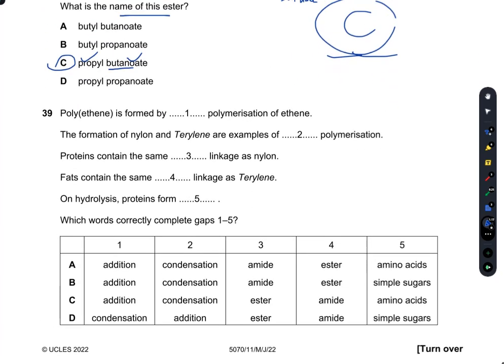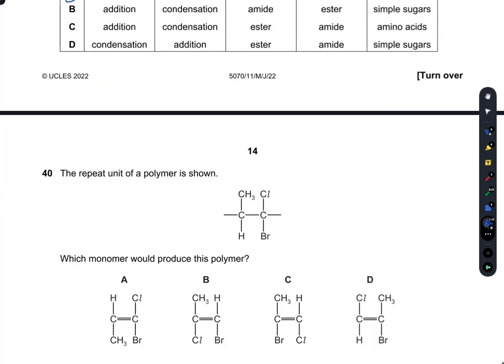Polyethylene is formed by addition polymerization of ethene. The formation of nylon and toluene are examples of condensation polymerization. Proteins contain the same amide linkage as nylon. Fats contain the same ester linkage as toluene. And on hydrolysis, protein forms amino acids. So A would be the right option.